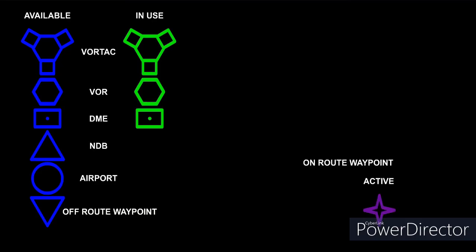This is an active waypoint. It is coloured magenta because the aircraft is on the leg to this particular point. Other route waypoints, for instance, those on the legs ahead of the present one, are shown in white.